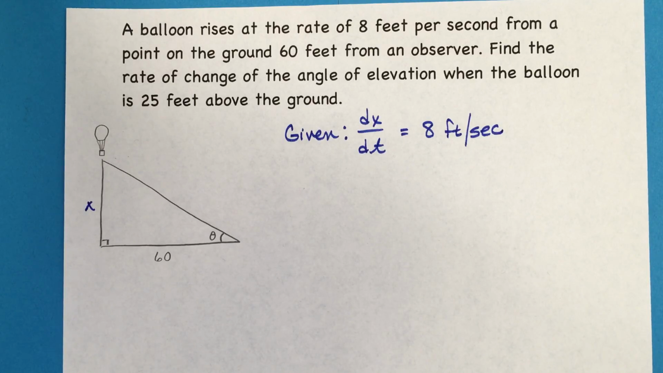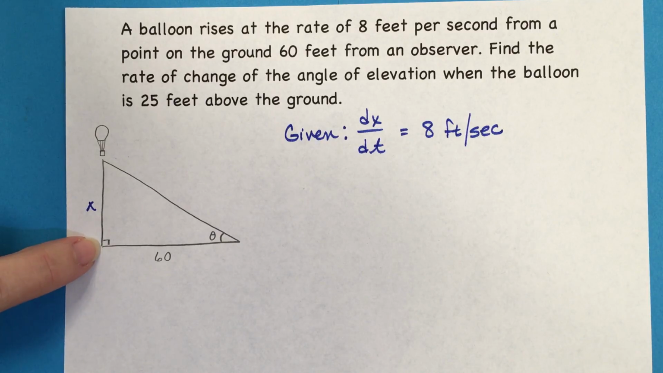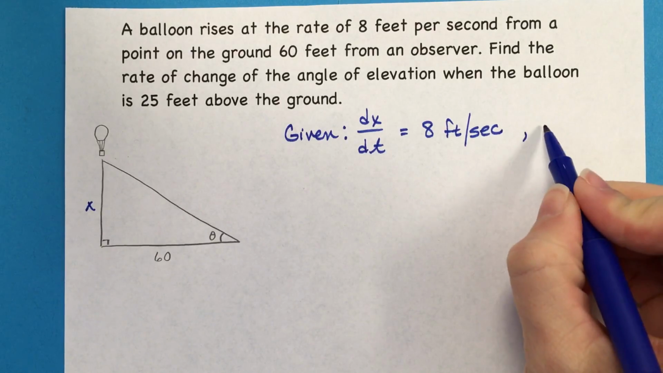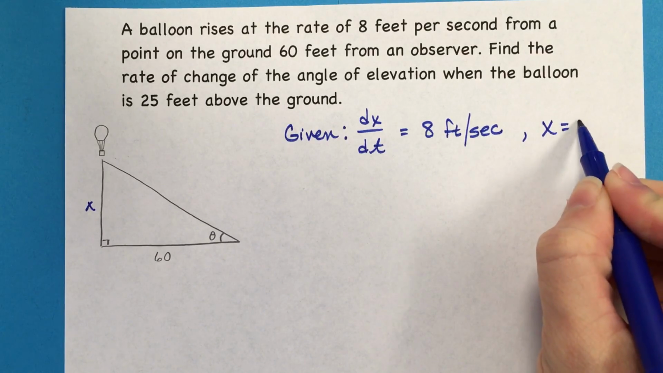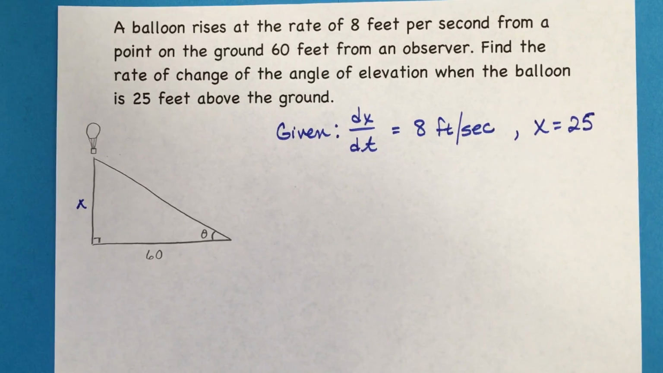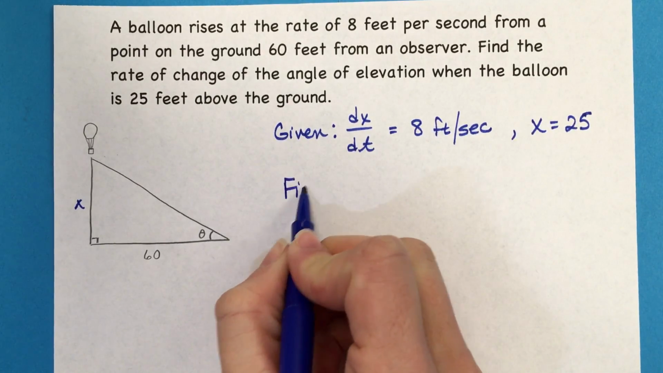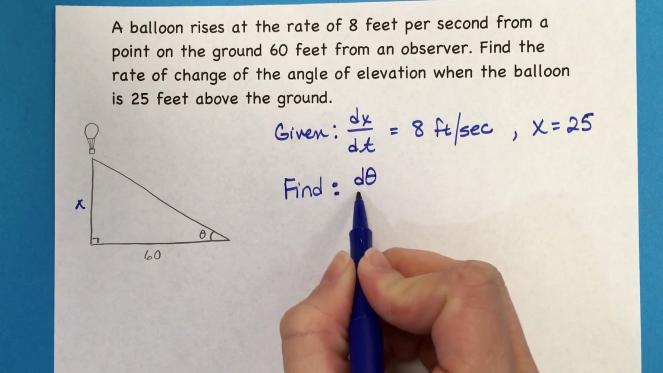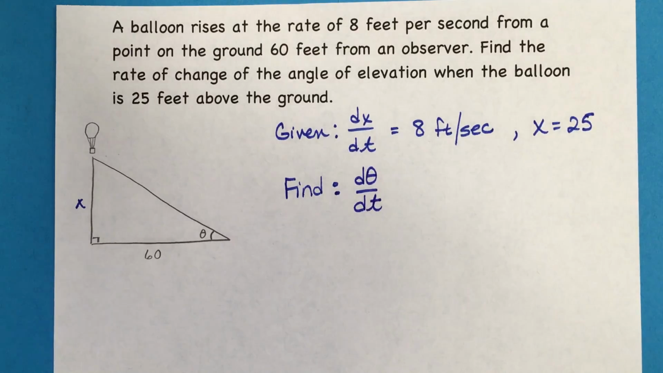Now, you're specifically going to look for this when the balloon is 25 feet above the ground. So when does this distance from here to the balloon exactly reach 25 feet? So another piece of given information that I'm going to use is the 25 feet. All right, what am I trying to find? Now I'm trying to find the rate at which this angle is changing. So the variable that's being used here for that is theta. So you would refer to that rate as d theta dt.